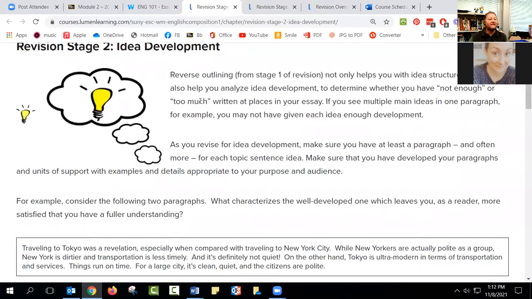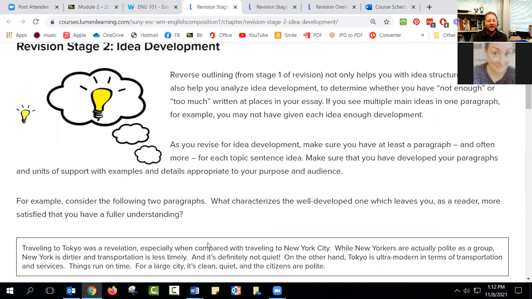All right. So we're talking about idea developing, right? So it starts out with reverse outlining. Not only helps you with idea structure, it can also help you analyze idea development to determine whether you have not enough or too much written in places in your essay. If you see multiple main ideas in one paragraph, for example, you may not have given each idea enough development. As you revise for idea development, make sure you have at least a paragraph, sometimes more, for each topic sentence idea.